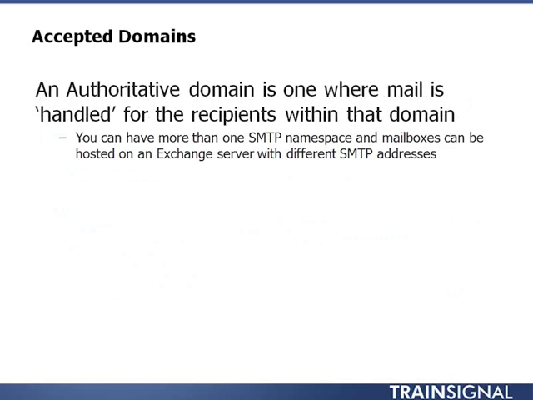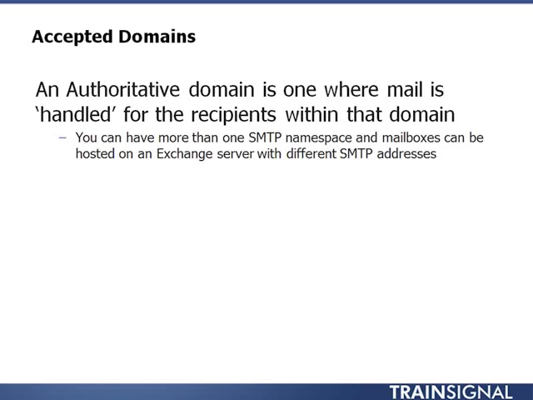Now, with an authoritative domain, mail is handled for the recipients within that domain. So, an authoritative accepted domain is one in which email comes in and it goes to a mailbox and is handled by that organization. So, in our case with SpyTech Prime, we pretty much have an authoritative accepted domain. If someone sends an email to us, it goes into a mailbox within our organization.